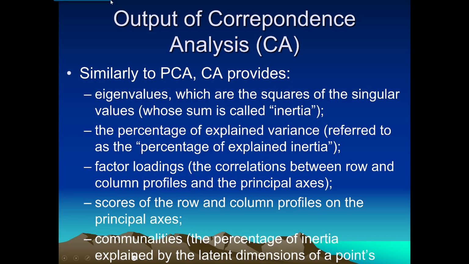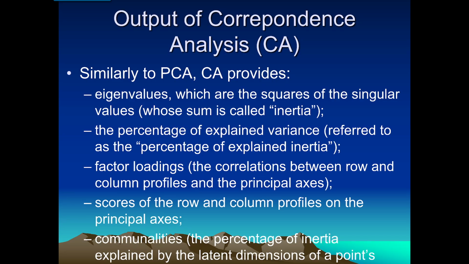Okay, you have the eigenvalues, which are the squares of the singular values. You have the percentage of explained variance. You have the loadings. You remember the loadings were the correlations between the original variables and the underlying components. Same thing here, with the vector. So you see the vector, the points which are close to the axis that have the largest correlation with a particular axis. Then you have the score of row and column profiles.